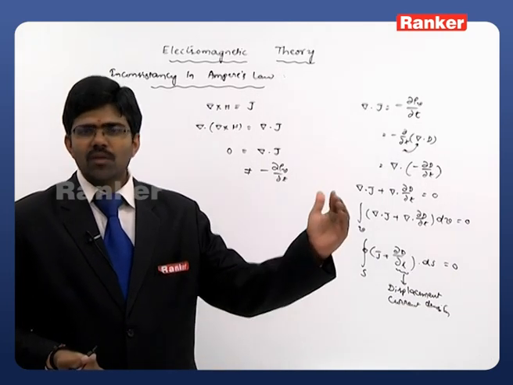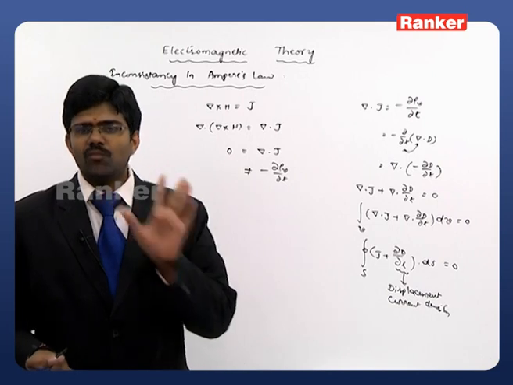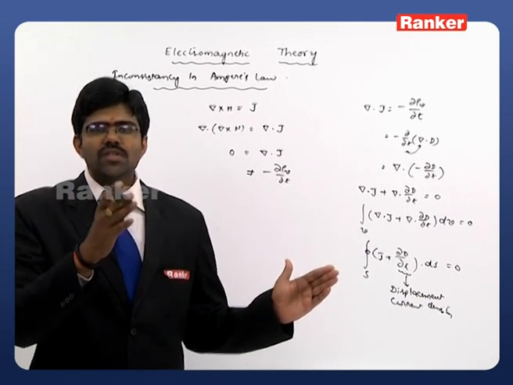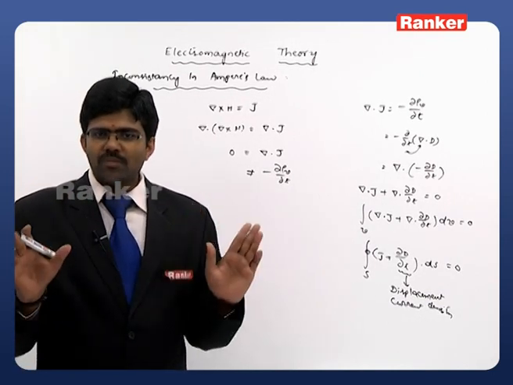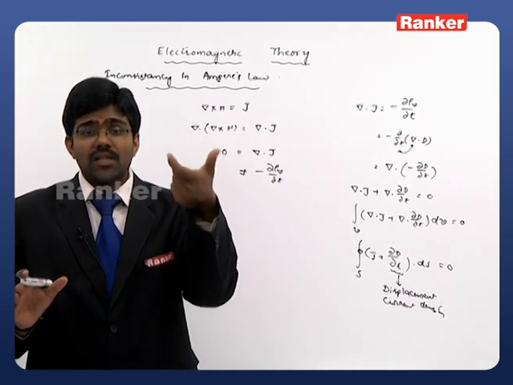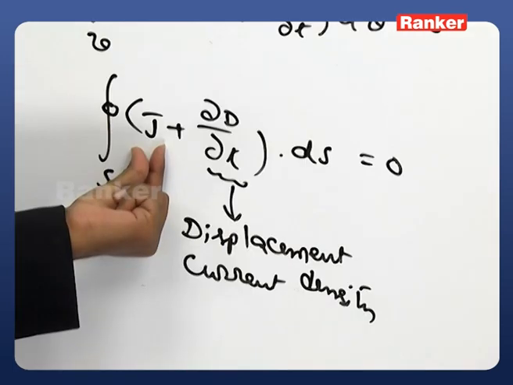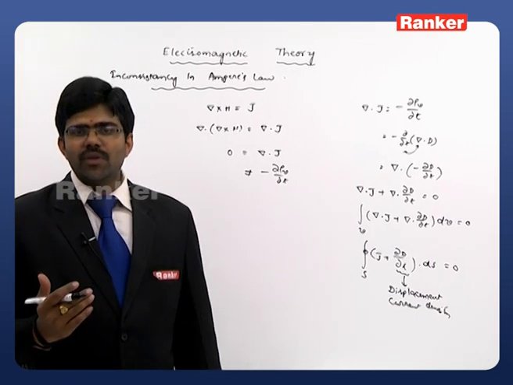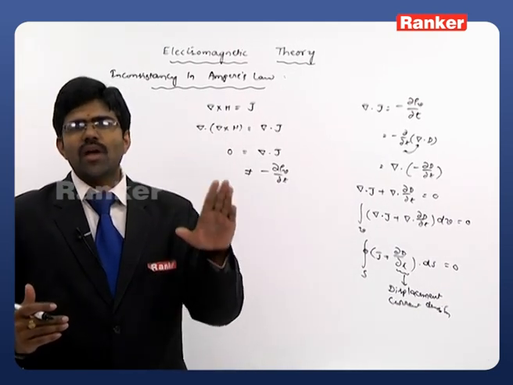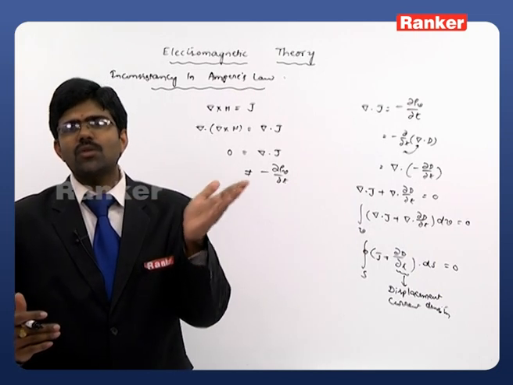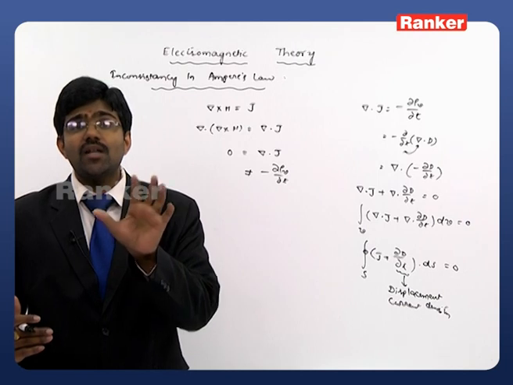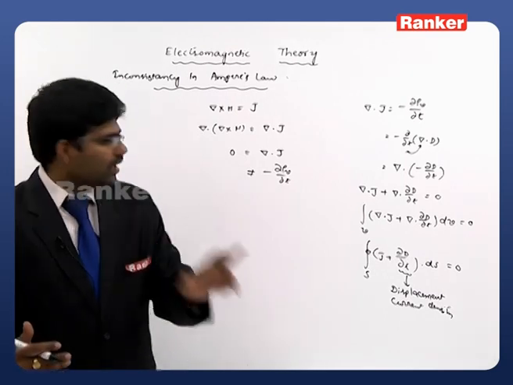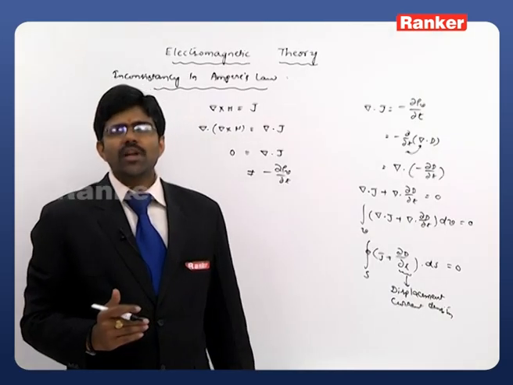Now the Ampere's law statement will be modified a little bit for our time varying fields. What is the basic statement of Ampere's law? The total magnetomotive force is equal to the current enclosed. That's the same statement, but here the current enclosed is because of the conduction current density as well as displacement current density. So the statement for Ampere's law in time varying fields is: the total magnetomotive force around a closed loop is equal to the total current enclosed, and that current is the contribution of both conduction current density as well as displacement current density.